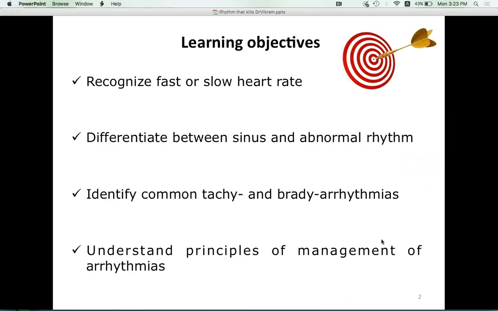The learning objectives of this session are that by the end of this session, one should be able to recognize fast or slow heart rate, one should be able to differentiate between sinus and abnormal rhythms, they should be able to identify common tachy and bradyarrhythmias, and one should understand the basic principles in the management of arrhythmias.